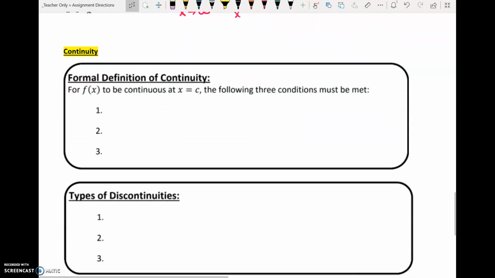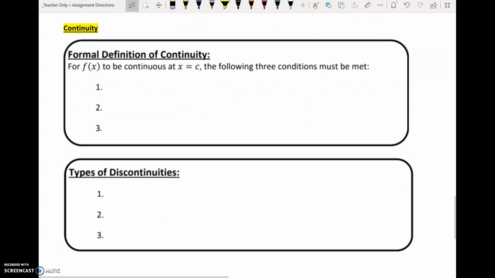All right, and last thing, on to continuity. This is the last thing we've got to do. For f of x to be continuous at x equals c, the following 3 conditions must be met. First, the limit as x approaches a of whatever function has to exist. And remember, in order for it to exist, the limit from the left has to be the same as the limit from the right. Requirement number 2, f of a has to exist.